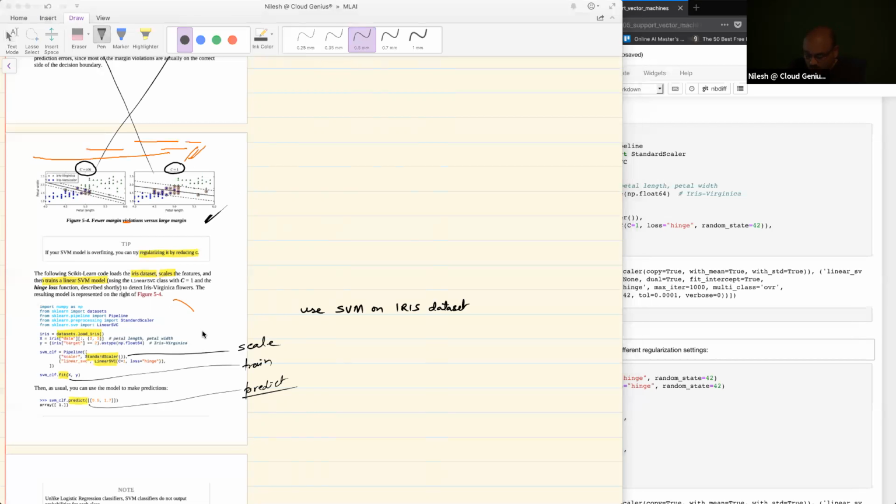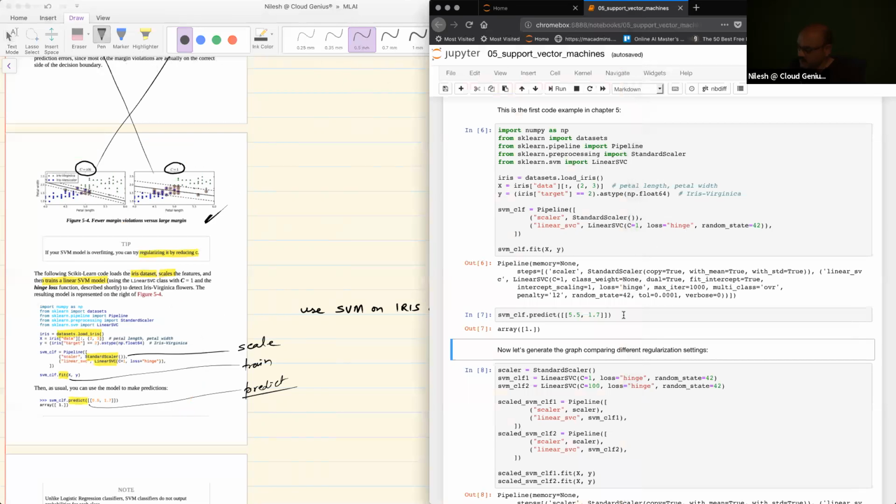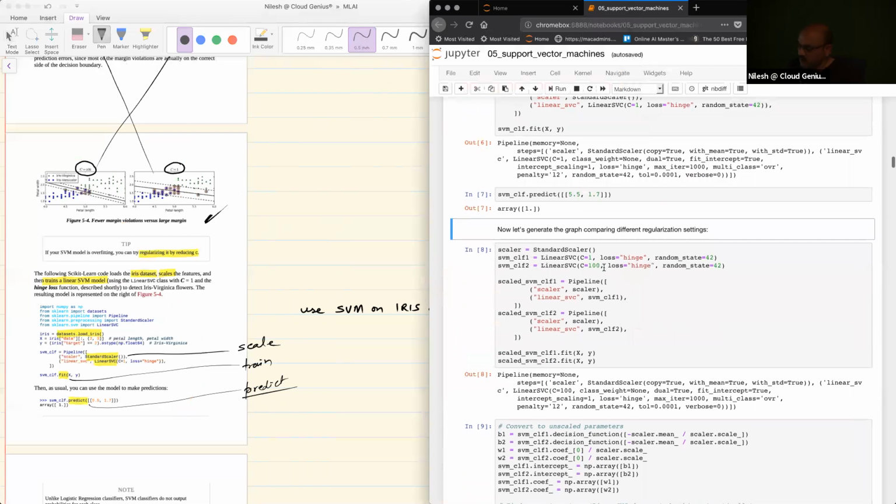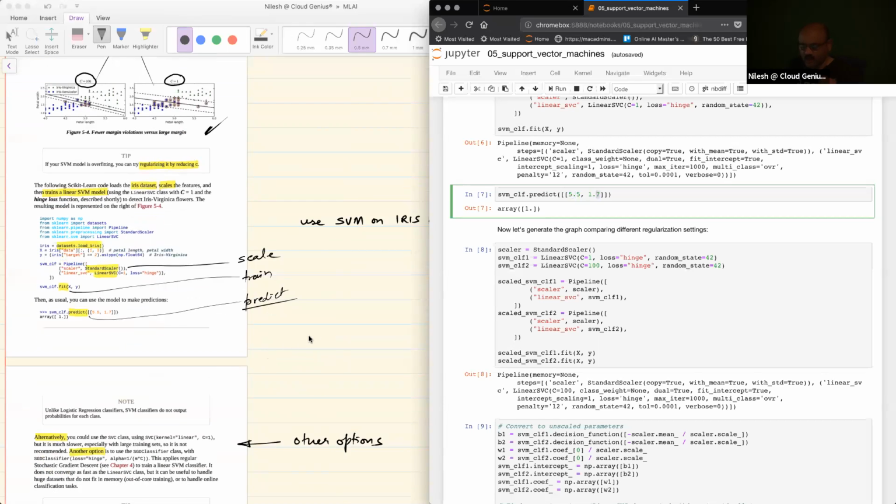So if you look at this piece of code, which is what we are going to execute now, let's clear that and understand what it is going to do for us. Is it the same one? No, I think we already ran this. Yeah, the prediction was 1 for 5.5 and 1.7. We already ran this piece.